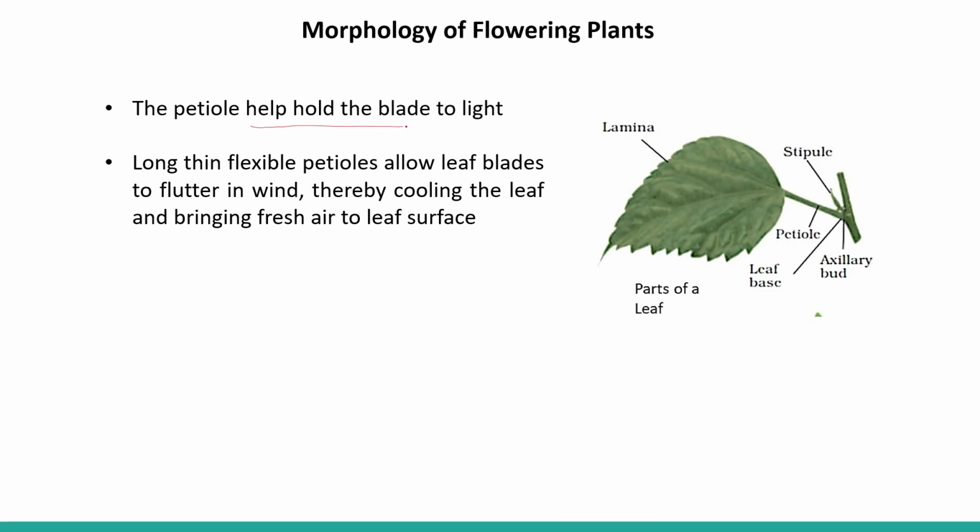The petiole helps hold the leaf blade to the light. So the petiole is the part attached to the lamina, or the leaf blade. This petiole is at such an angle that the blade is exposed to the light. So the petiole helps hold the leaf blade so that maximum light falls on the lamina. The long, thin, flexible petiole allows leaf blades to flutter in winds, thereby cooling the leaf and bringing fresh air to the leaf surface. The petiole is positioned in such a way that when air moves, the leaf blade flutters and provides a cooling effect to the plant.